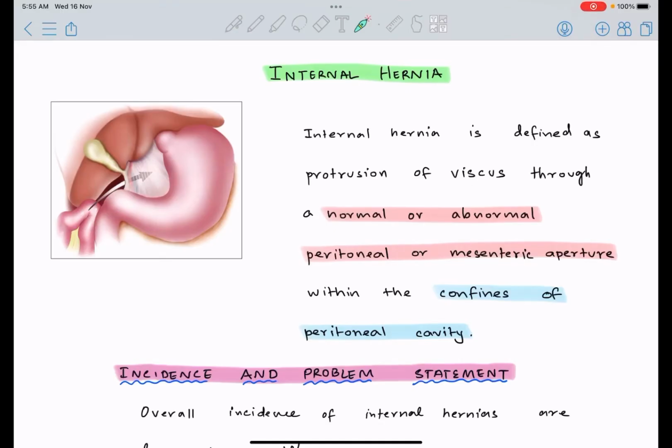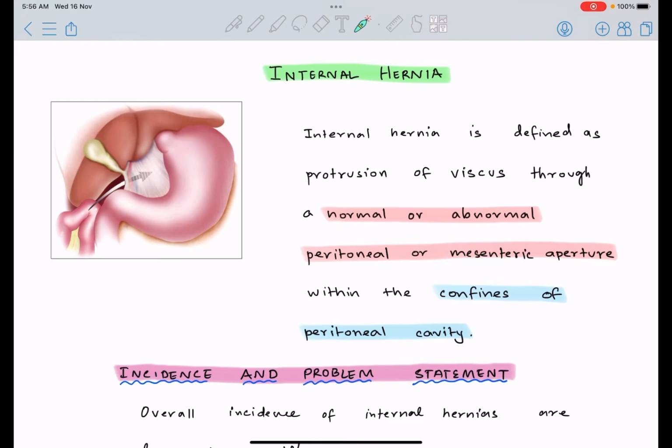Hi everyone. In this video we will learn about internal hernia, the definition of hernia, what are the various types of hernia and how exactly these hernias occur and how to deal with them along with imaging and surgical steps. So firstly we start with the definition of internal hernia.